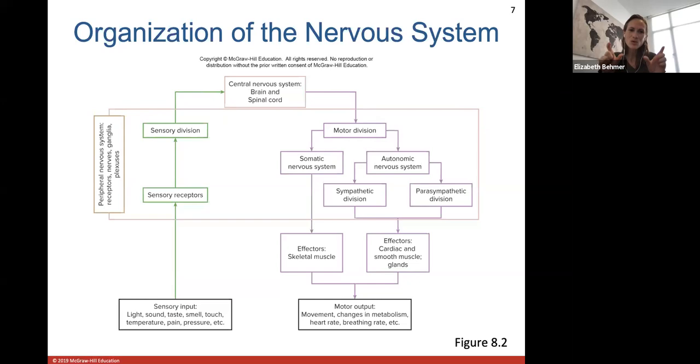So here is how we've had these breakdowns of the organization of the nervous system. If we start at the bottom with sensory input, this is everything that your nervous system takes in. Right now, your nervous system is taking in the sound of my voice, the sight of your computer screen, maybe hearing other things going on in the background. I hear a lawnmower. So that's all types of sensory input: the smell of your coffee, light, sound, taste, touch, temperature, pain, or pressure all gets picked up by sensory receptors, travels through the sensory division and into the central nervous system, which is your brain and spinal cord.